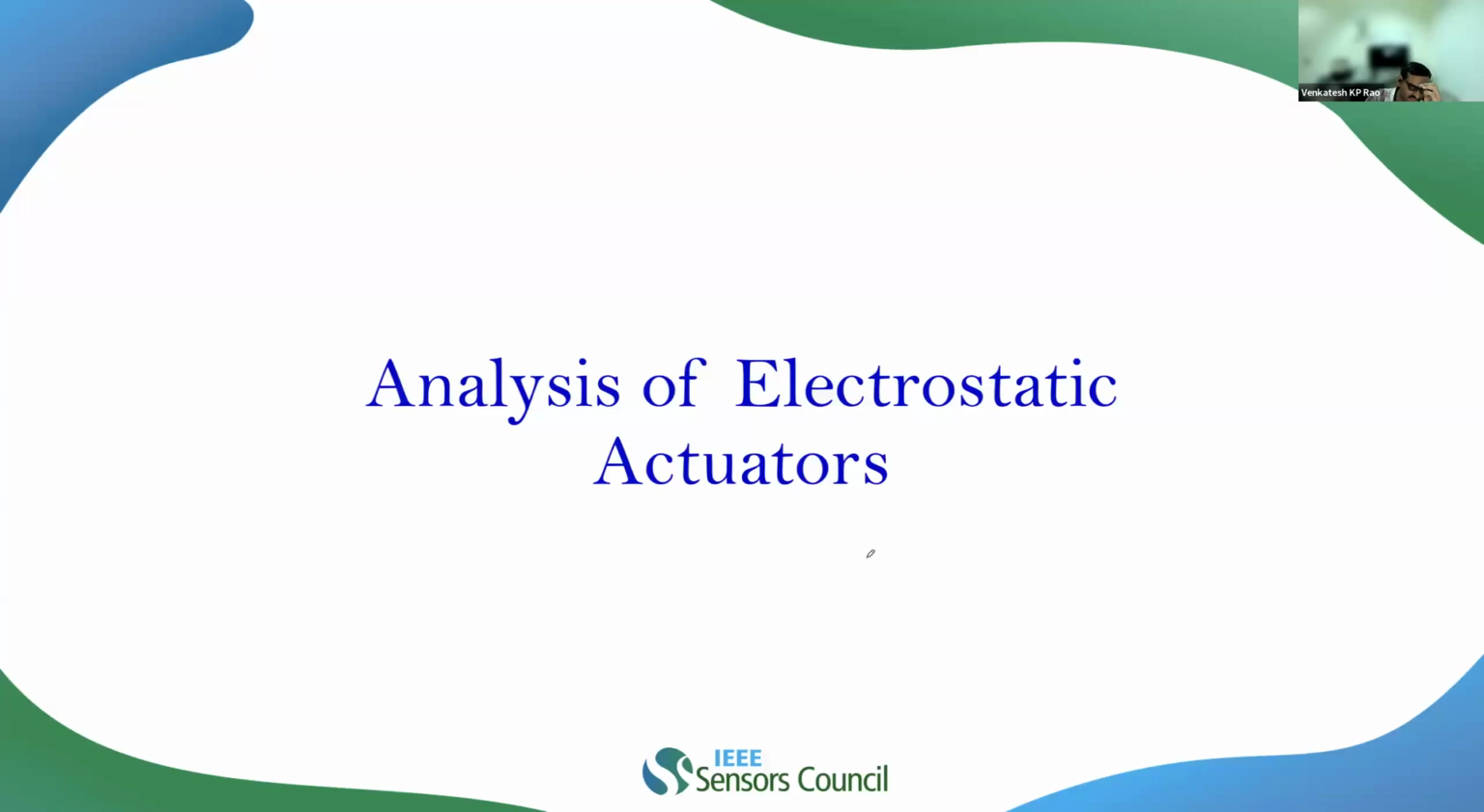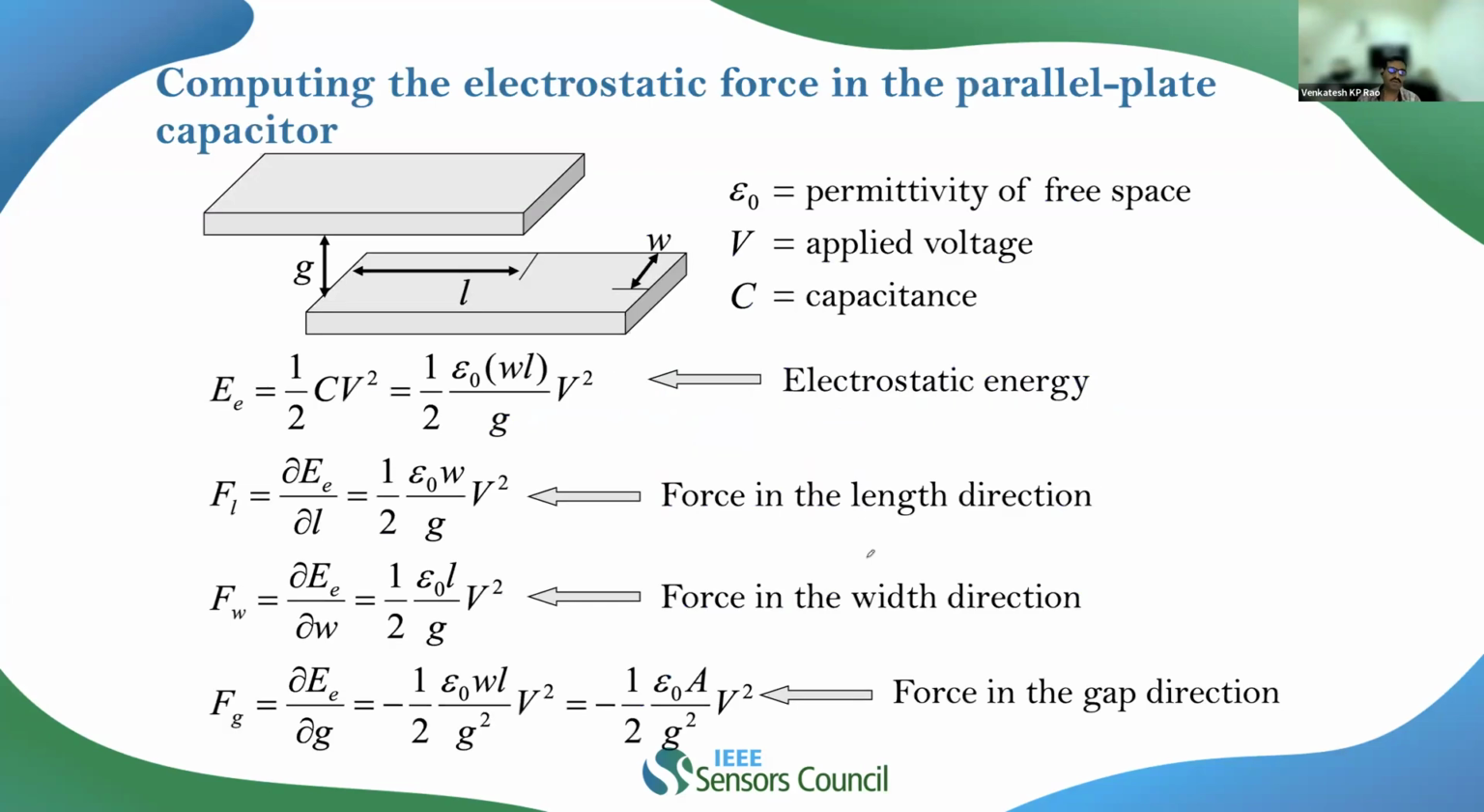So if you go forward for the analysis in electrostatic actuator, we know that if I take two plates, where G is the gap between the plates, L is the length of overlap, and W is the width of overlap, then the stored electrostatic energy is basically what? Half CV square. C is basically A epsilon by G.